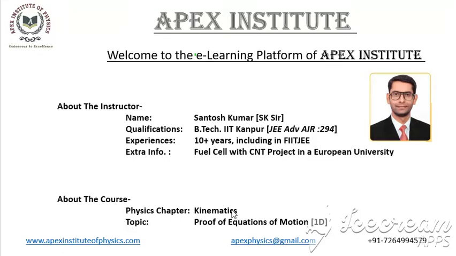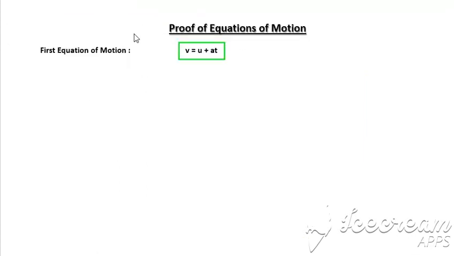In this video we will talk about the proof of equations of one-dimensional motion. So let's start with that. So this is the first equation of motion that we are going to prove here. The letters have their usual meaning. To explain their meaning, this u is the initial velocity. So let's start with this.